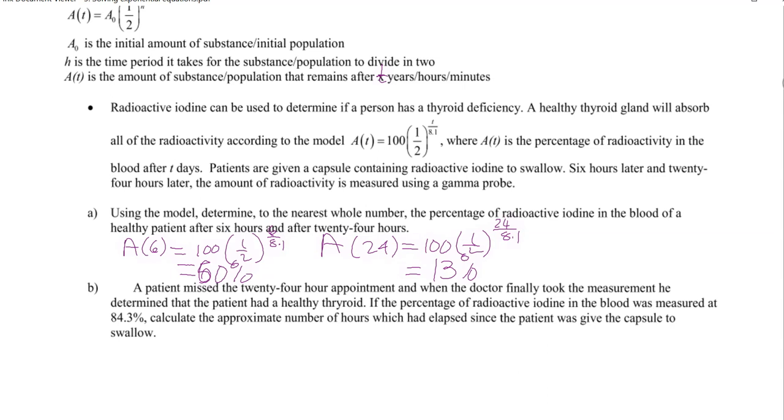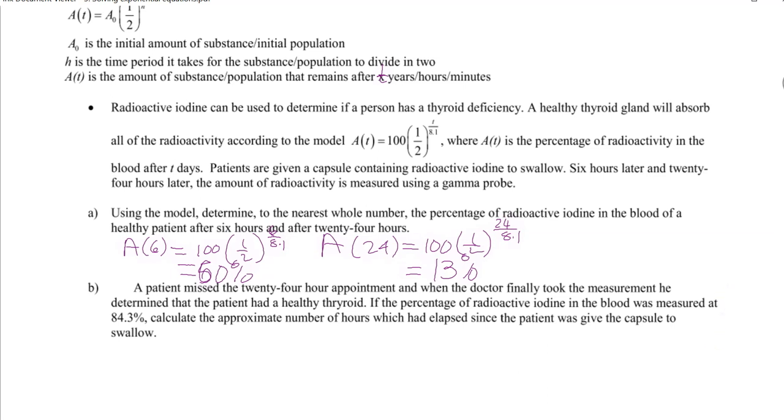The patient missed the 24-hour appointment, and when the doctor finally took the measurement, he determined the patient had a healthy thyroid. If the percentage of radioactive iodine in the blood was measured at 84.3%, calculate the approximate number of hours which had elapsed since the patient was given the capsule to swallow.